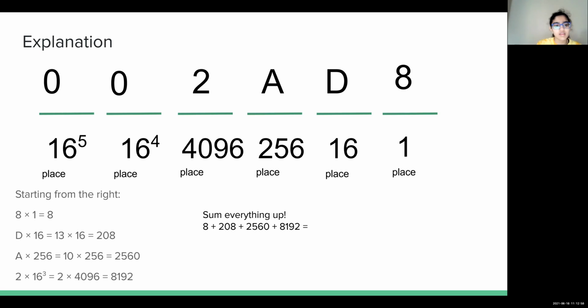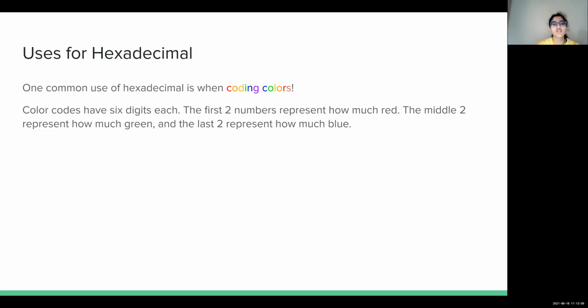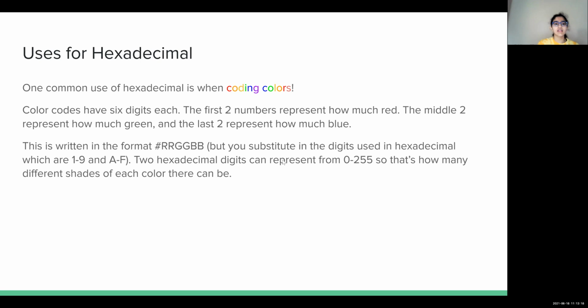So here's the explanation, basically, and we get that answer. Uses for hexadecimal. One common use, as we talked about during the break, is coding colors. Colors have 6 digits each. The first 2 represent red, the middle 2 represent green, and the last 2 represent blue. So that's called RGB. Well, I mean, it's applications. This is written in RRGGBB, but you substitute the digits.